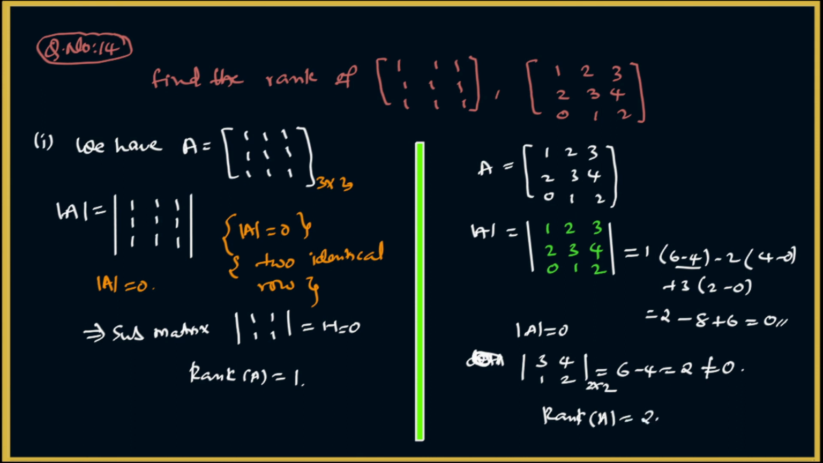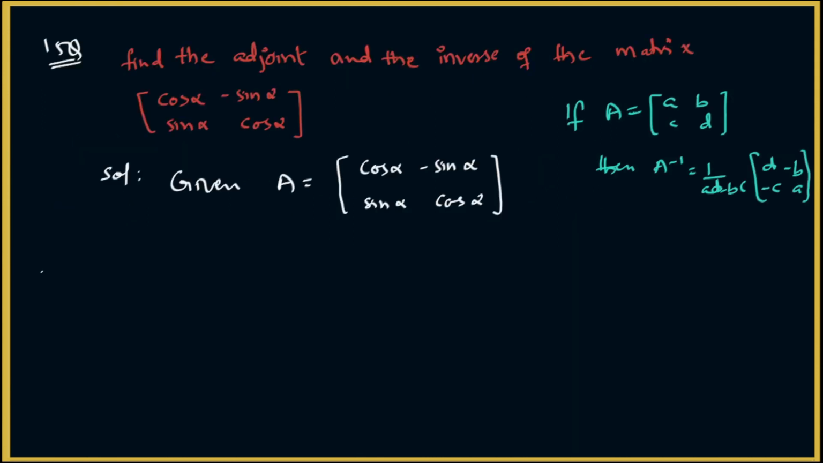Okay, now next question: find the adjoint and inverse of the matrix cos alpha, minus sin alpha, sin alpha, cos alpha. So if A is a b, c d, then its A inverse is 1 by (ad minus bc) into (d, minus b, minus c, a), where (d, minus b, minus c, a) is called the adjoint and ad minus bc is called the determinant. So A is given, so A inverse is 1 by ad: cos into cos, cos square alpha, minus of minus, plus sine into sine is sine square alpha.